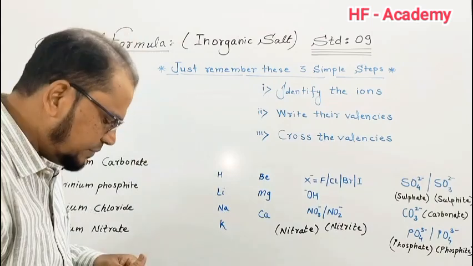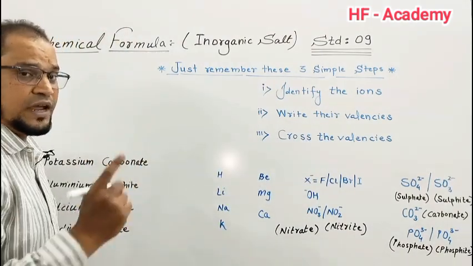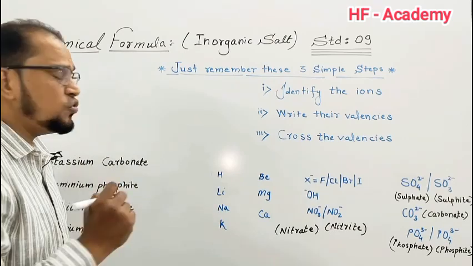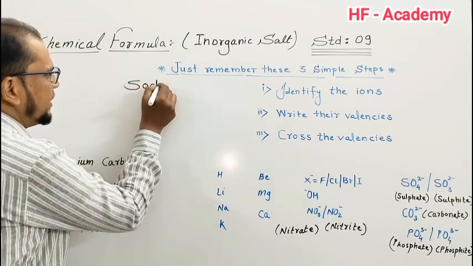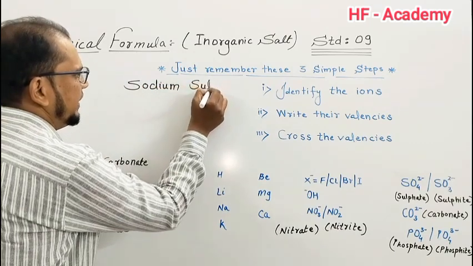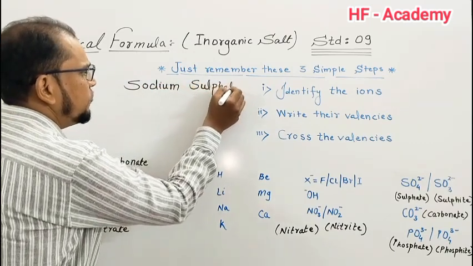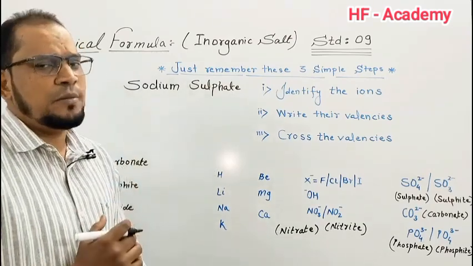इसको हम एक एग्जाम्पल लेकर समझते हैं. For example, if you would like to write the chemical formula of sodium sulfate, so here we are going to derive the chemical formula of sodium sulfate. Okay, so for this we must know about the valencies of the common ions.